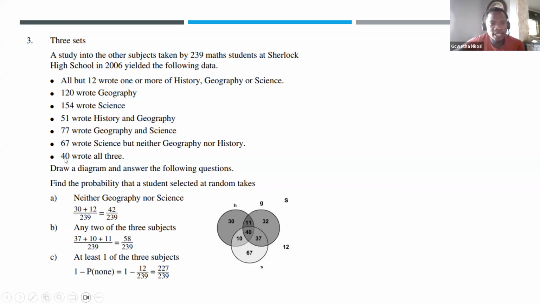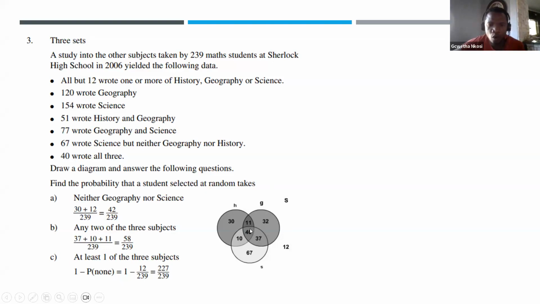Then they say 40 wrote all three. So now I come to my Venn diagram. I look at my Venn diagram. I must make the three of them intersect, because they have told me that 40 wrote all three of them. It means that there's an intersection where 40 students wrote all those subjects. They took them all. So now I'm looking at the intersection where all of them are meeting. That's 40 here. This for science is overlapping here, for history is overlapping here, for geography is overlapping here.